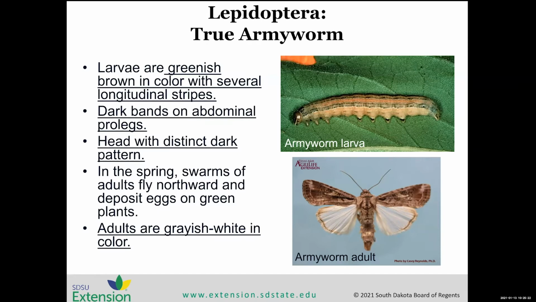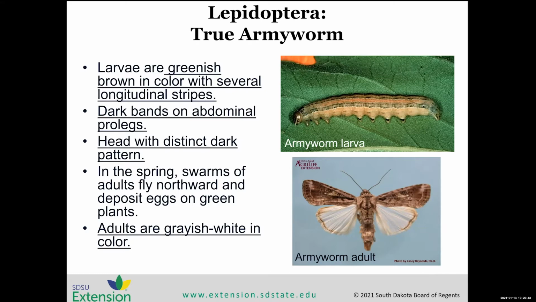So those prolegs are those 4 legs in the middle back of it with the kind of V-shaped black marking on it. And then the head has a distinct dark pattern. So you can kind of see it in the picture here, but it has a mottled dark or black and brown mottled appearance on its head.